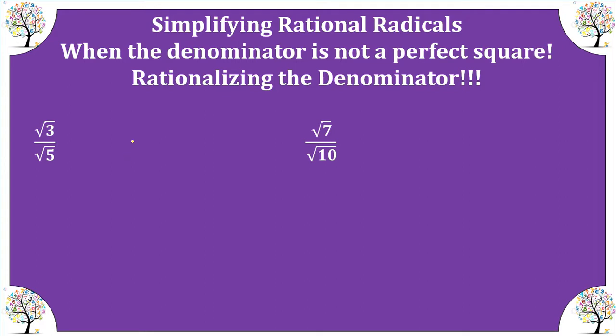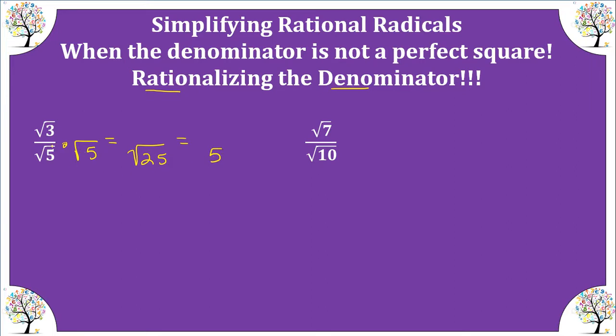And the last type dealing with rational radicals is called rationalizing the denominator. Notice that our denominator is not a perfect square. And remember, we cannot have a radical in the denominator. It's undefined. So we want to create an integer here. And the way we're going to do that is if we multiply the square root of 5 times itself, we're going to get the square root of 25, which is 5. So we no longer have a radical.